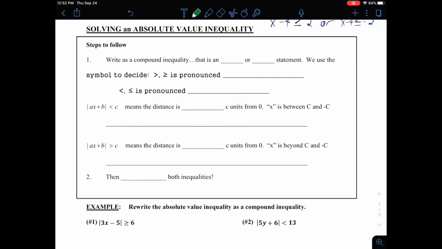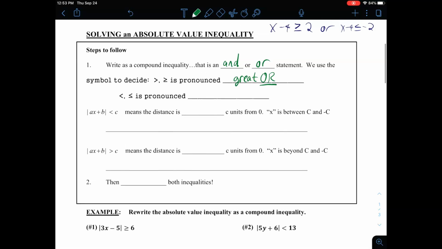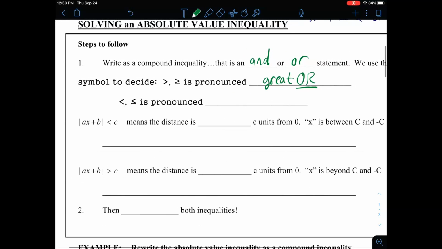Write as a compound inequality that is an and or an or statement. We use the symbol to decide. So greater than is going to be pronounced as greater. I want you to write greater and then write OR in caps and underline the or. And then less than is going to be pronounced less than, and underline the and. Greater or, less than and.